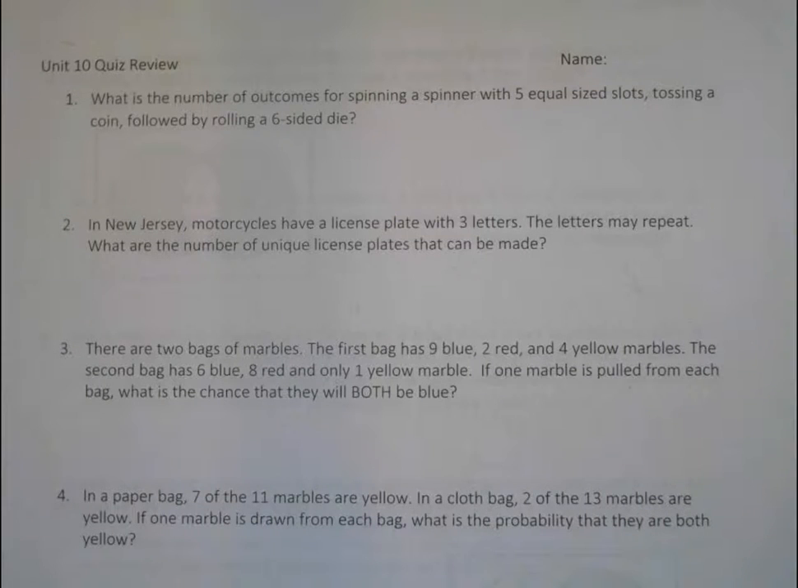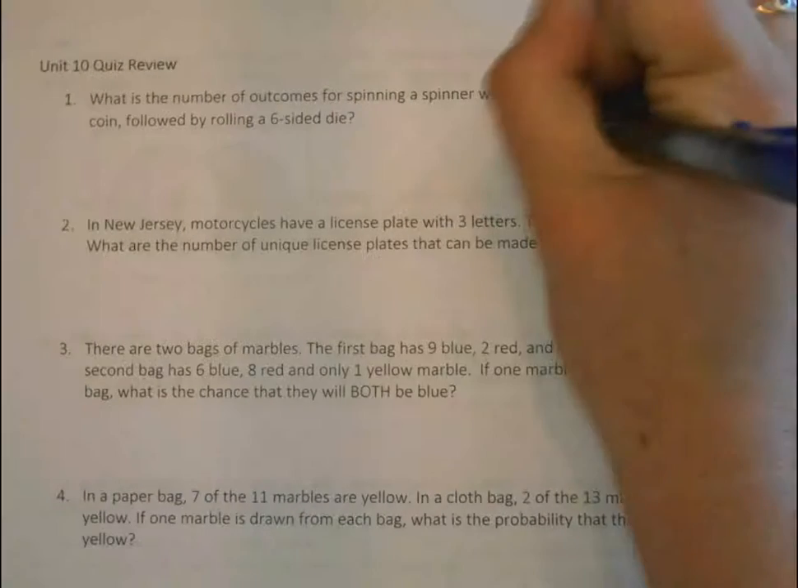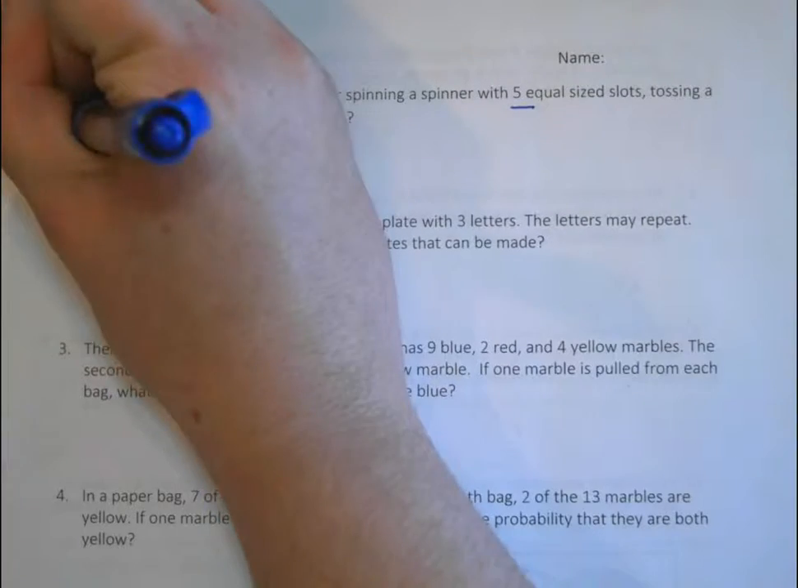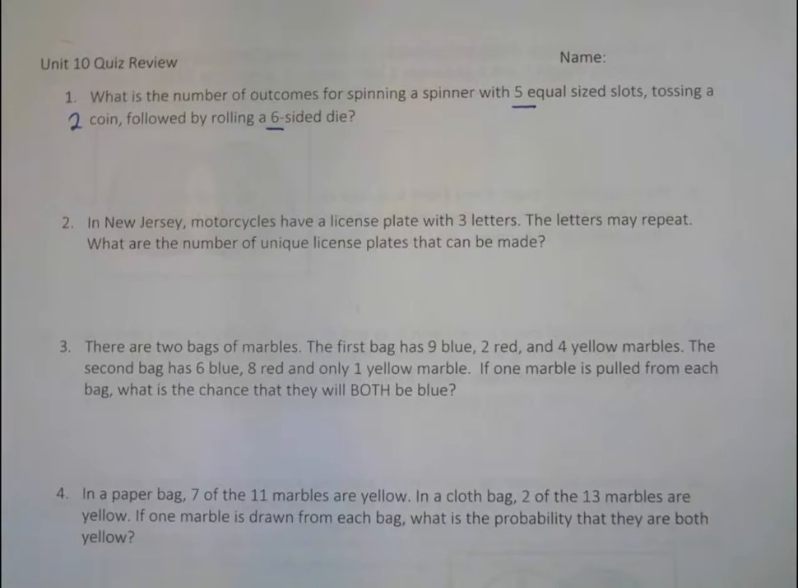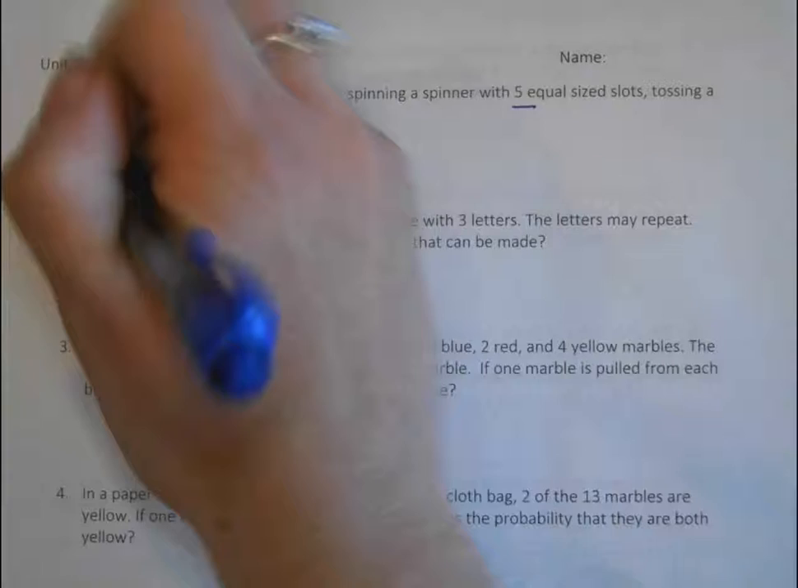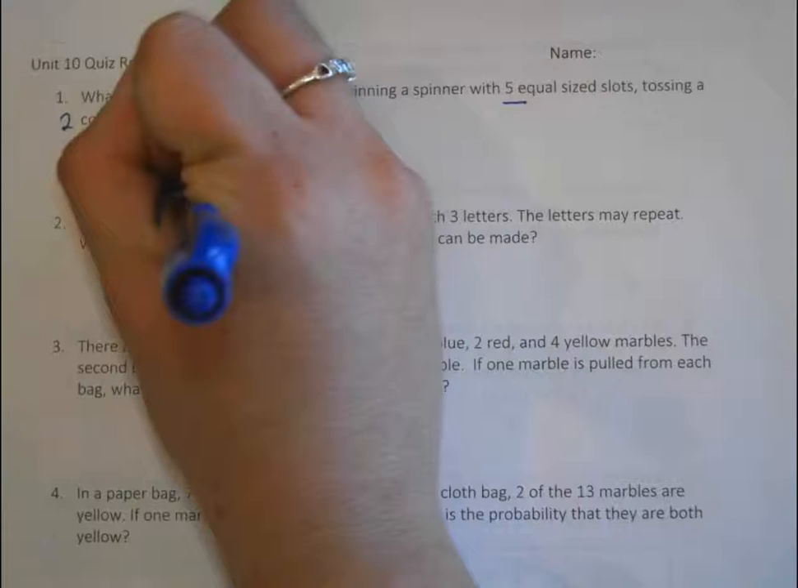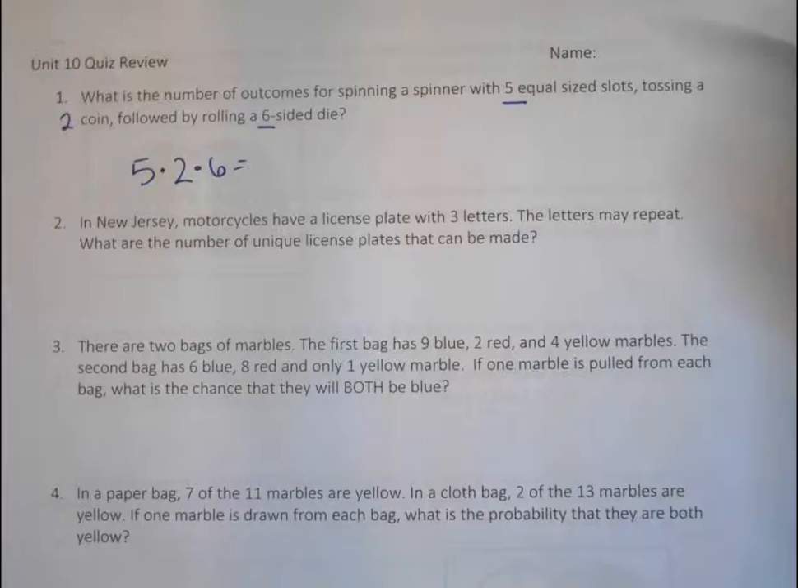So on number 1, it's looking for the number of outcomes. This one is not a fraction because it just wants the total possible things that can happen. So I've got 5 equal slots. If I toss a coin, there's 2 sides, and then I'm rolling a 6-sided dice. So there's 3 things that are happening in this problem. And all I have to do is I'm going to do 5 times 2 times 6.